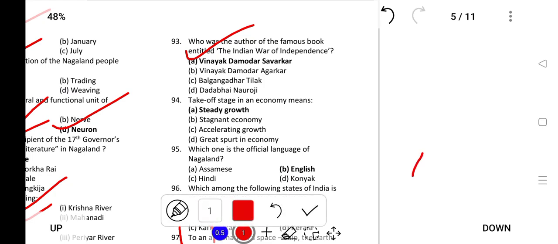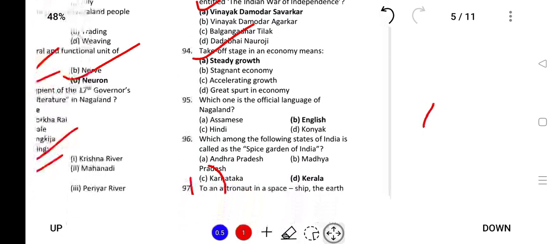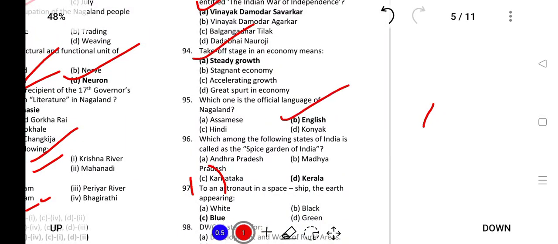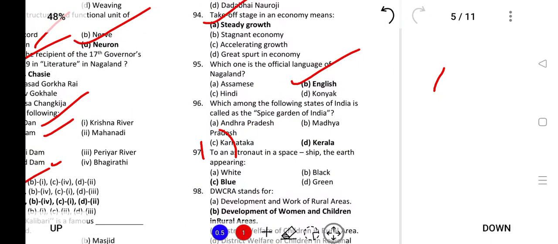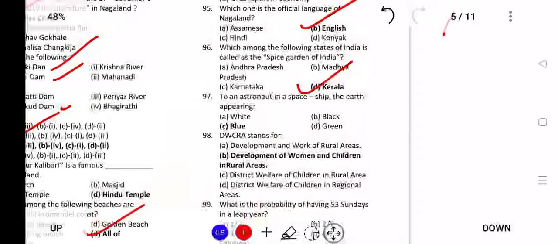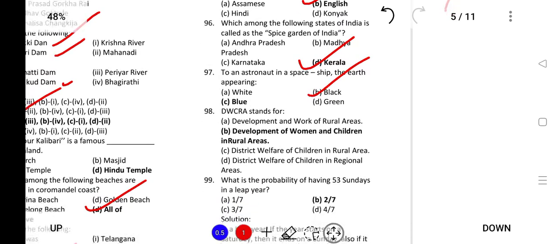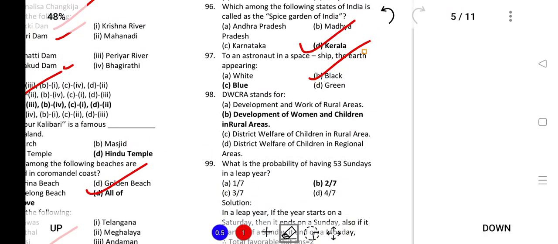Which among the following is the official language of the Nagas? English. Which among the following is the spice state? Kerala, because many spices such as cardamom etc. are found. Then the astronaut sees the earth appear black. Sorry, the answer will be blue.